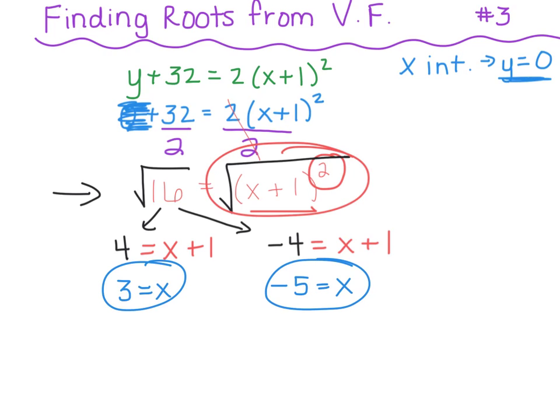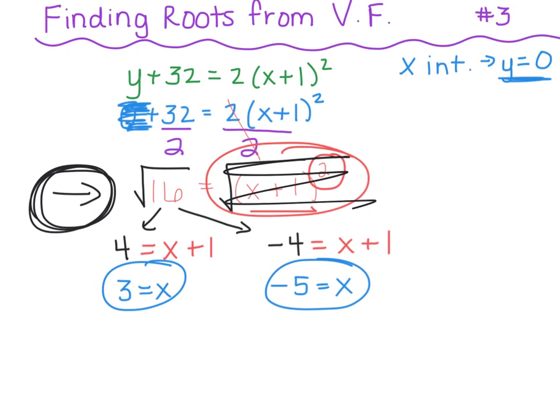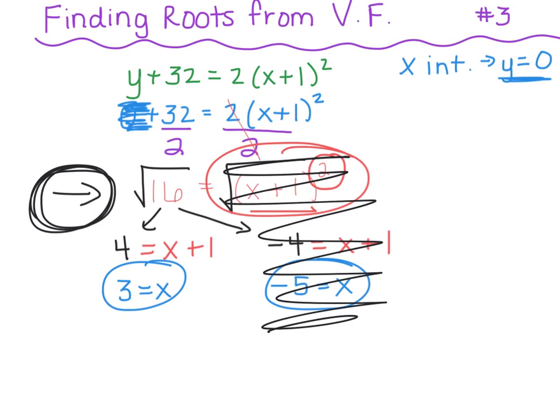Let me show you the mistake I see most frequently. Okay, and this is sort of what I was talking about. I have a lot of people who forget this step that I pointed out, where you take the 16 and make it a 4 and a negative 4. They just do this left side. They just say, okay, the square root of 16 is 4, so x plus 1 equals 4, and they get 3.